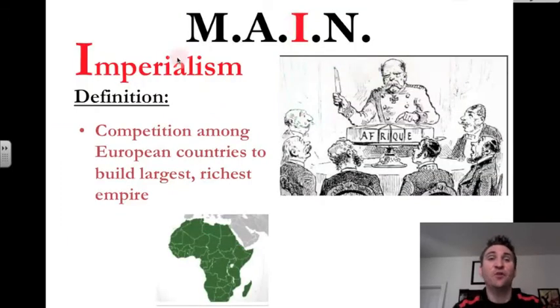The I is for imperialism, as we've seen in the previous lessons. The definition is competition among European countries to build the largest, richest empire. And Africa was a continent that was experiencing imperialism from European powers. They were dividing up the continent. And sometimes these divisions were not agreed upon by the European powers, which leads to conflict.